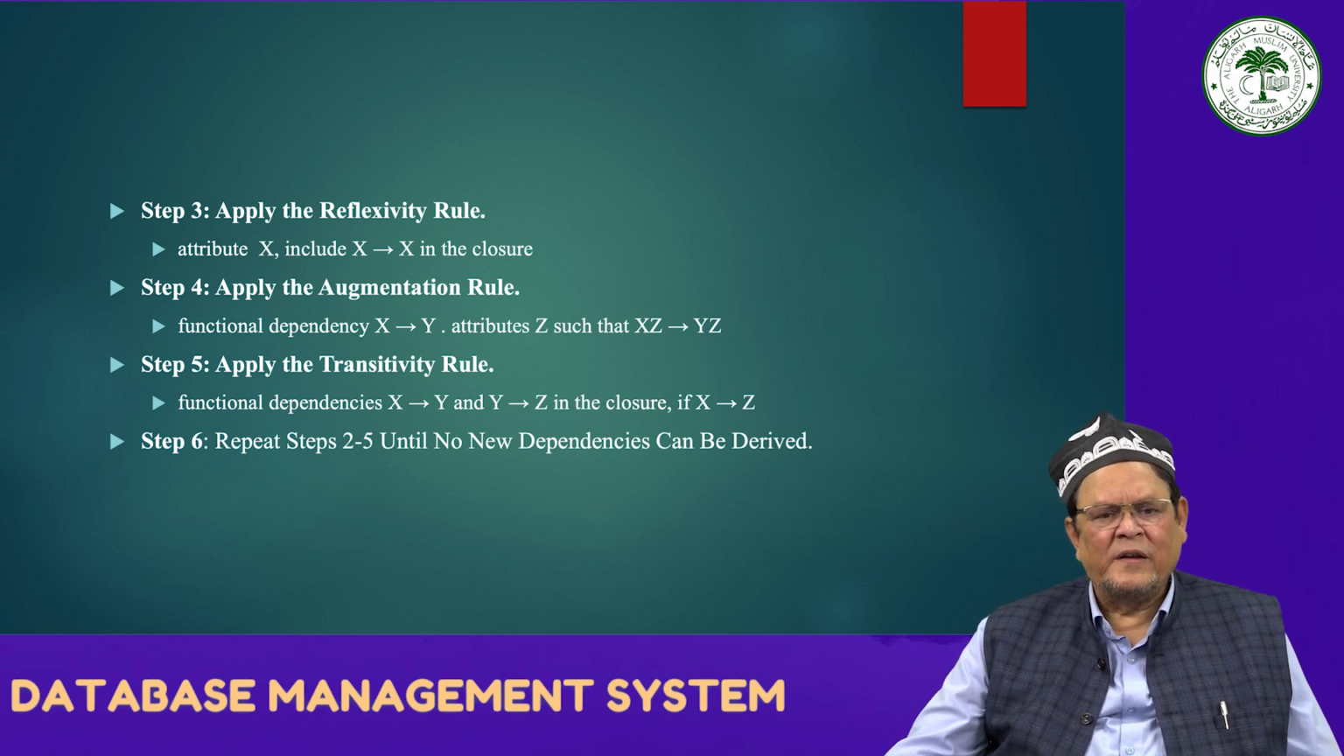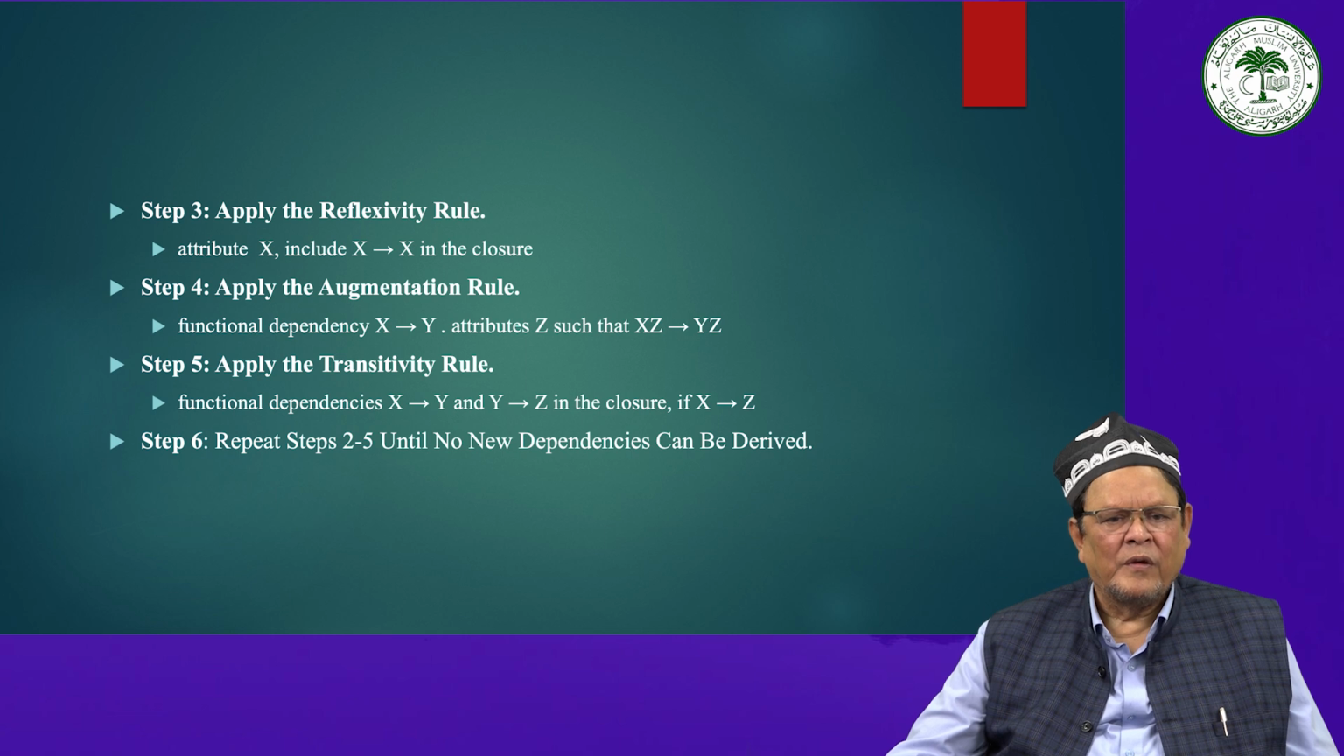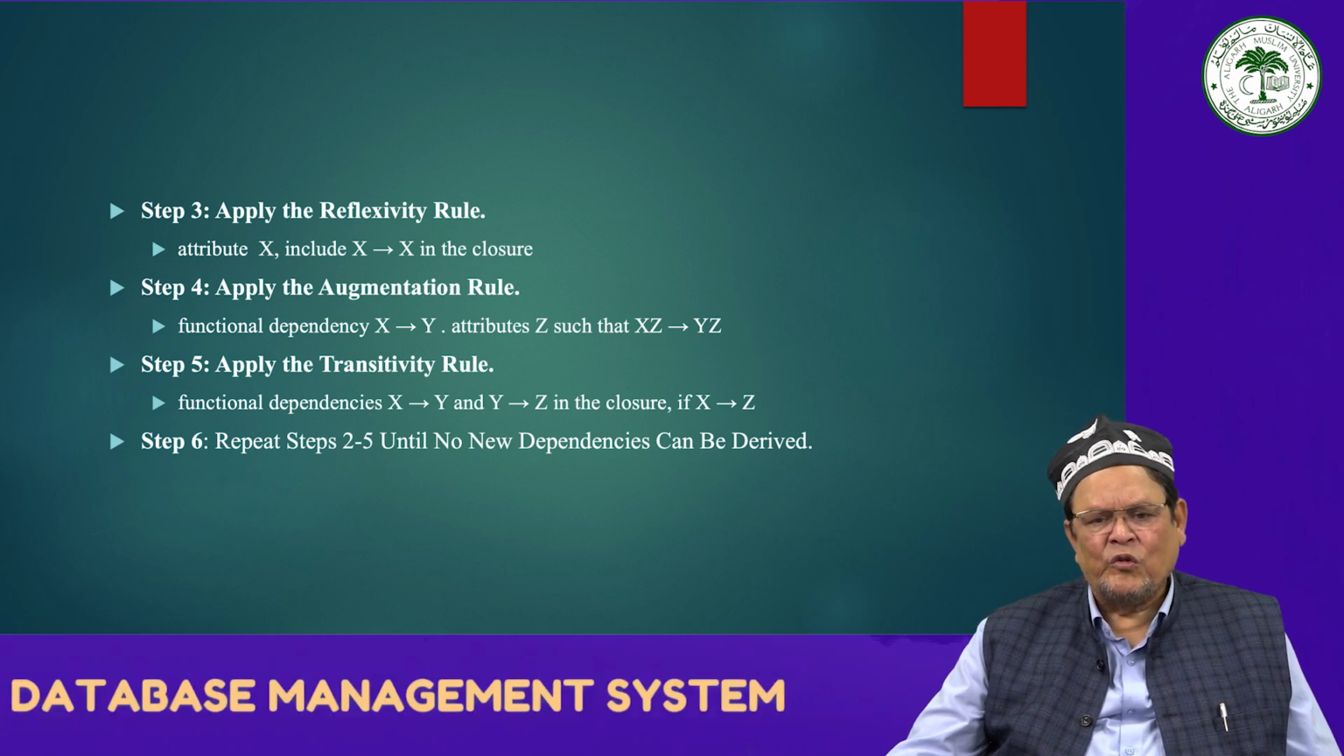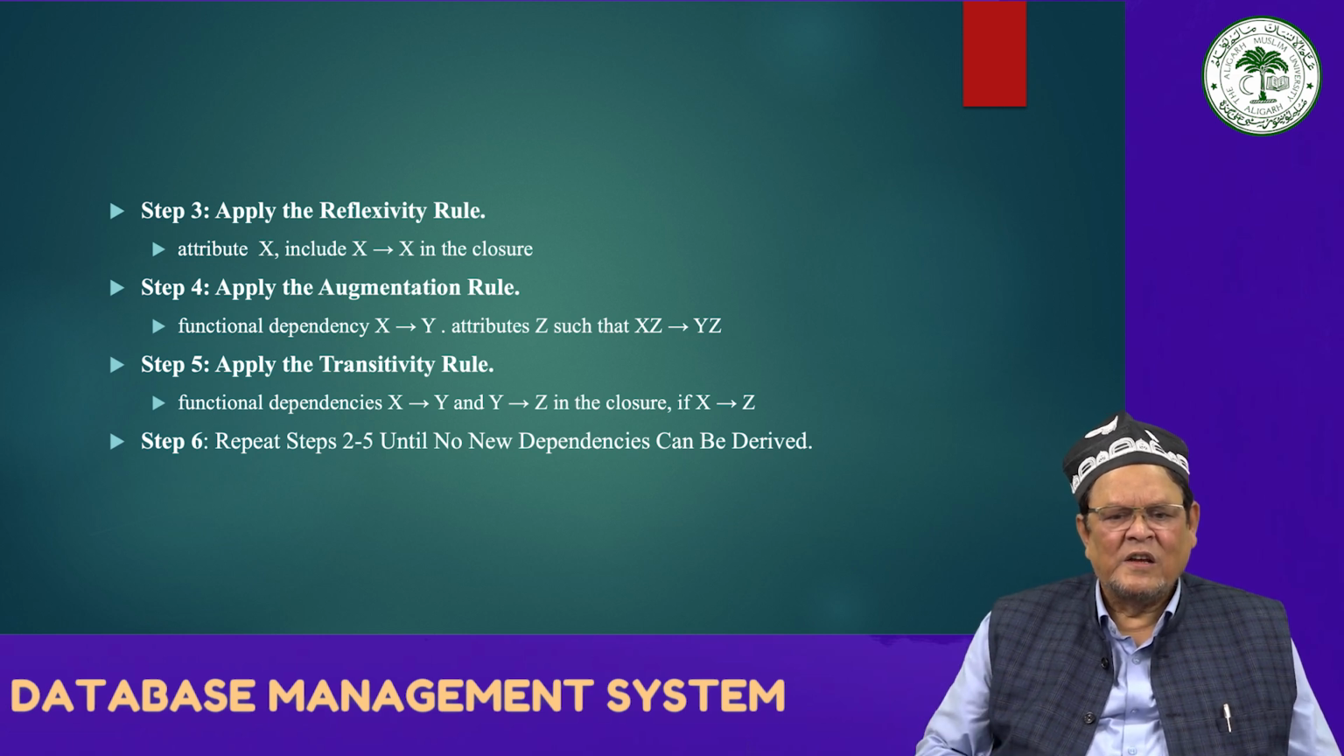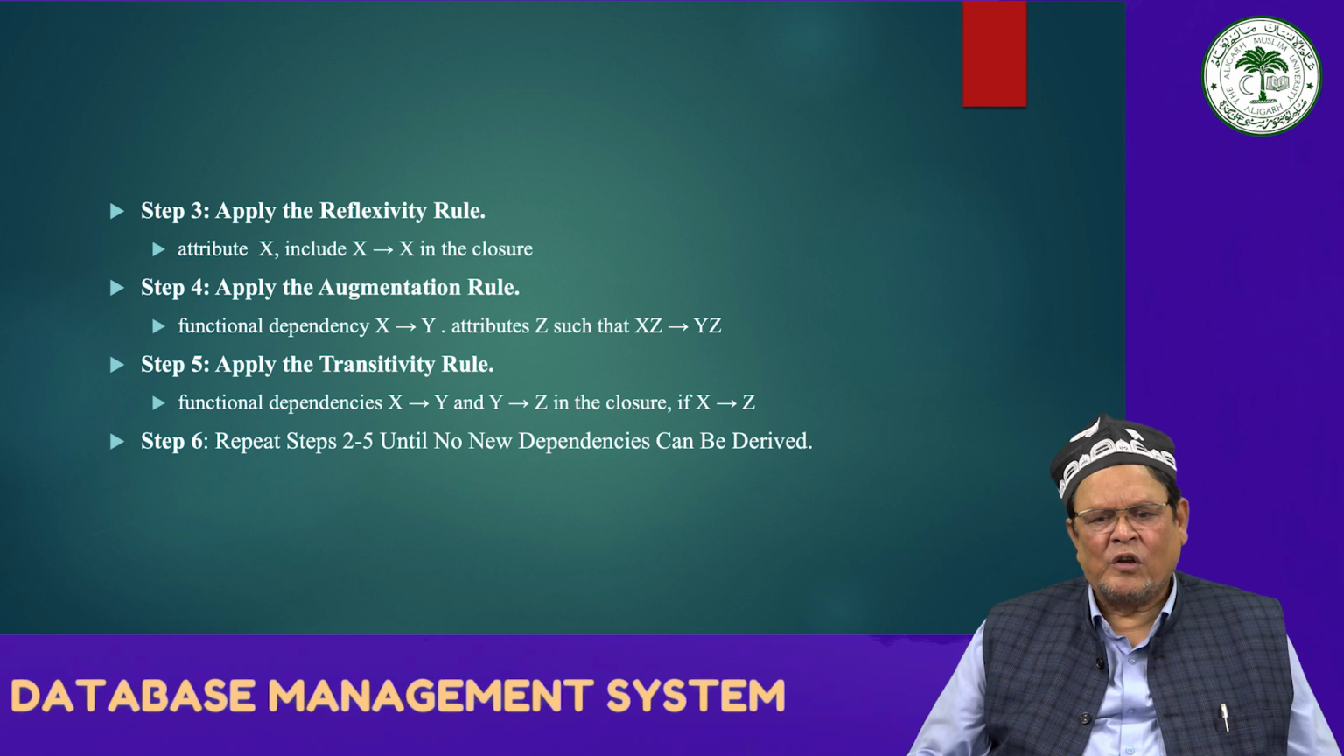Step 6. Repeat steps 2 to 5 until no new dependencies can be derived. Continue applying Armstrong's axioms iteratively until the closure no longer changes. This ensures that you have derived all possible functional dependencies from a given set. These steps provide a systematic approach to computing the closure of a set of functional dependencies in a database management system, which is essential for database design, normalization, and maintaining data integrity.